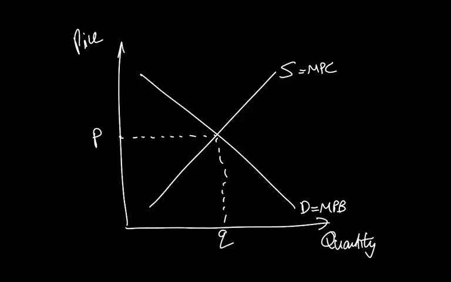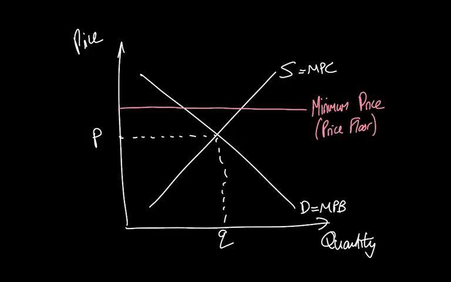So for a minimum price to have an effect, it has to be set above the equilibrium. So right over here, this is the minimum price or the price floor. So we'll call this PM. Okay. So let's have a think then about what results this actually has on the market.